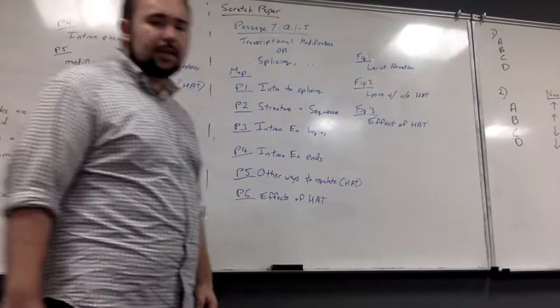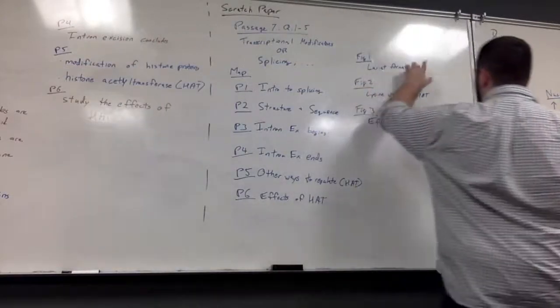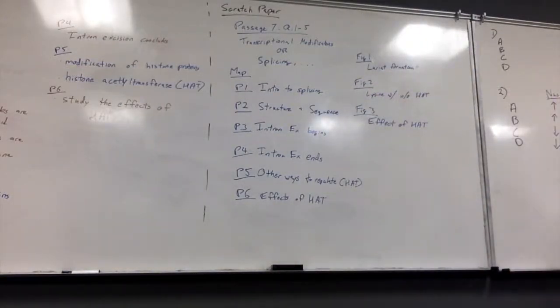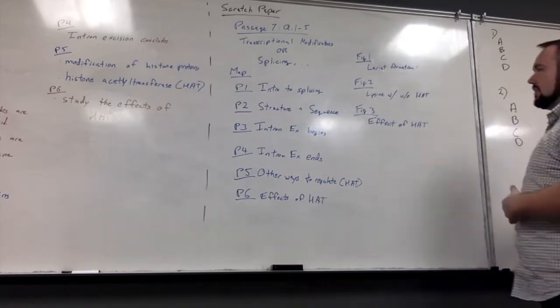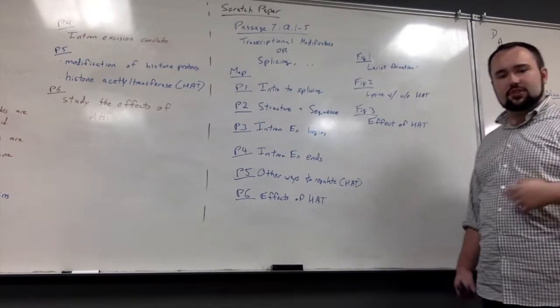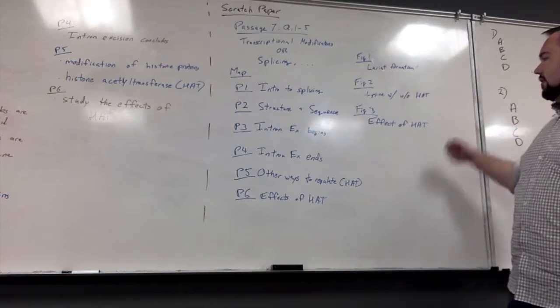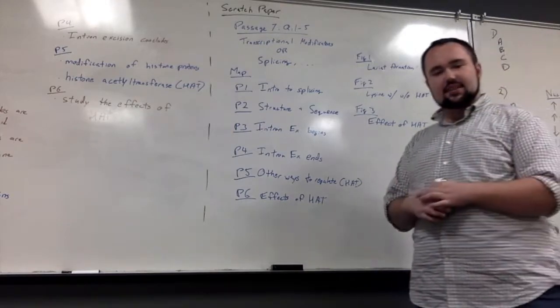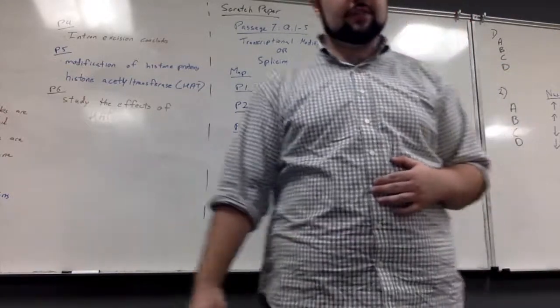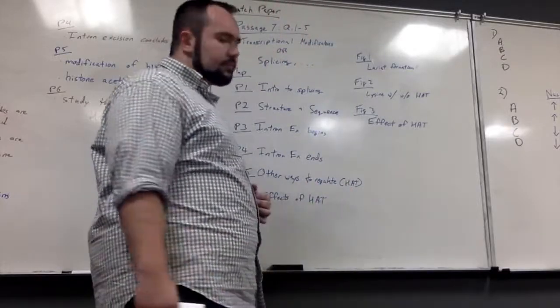And then just going through our figures, what I've written down here, figure 1 is our lariat formation. That's the structure given there. In figure 2, I've written down lysine with and without HAT. Those structures are given to you there as well. In figure 3, I've written down the effects of HAT, right? And that's that bar graph in the bottom right of our passage there. All right, so let's take a look at some questions as I move my laptop so gracefully to the left here.